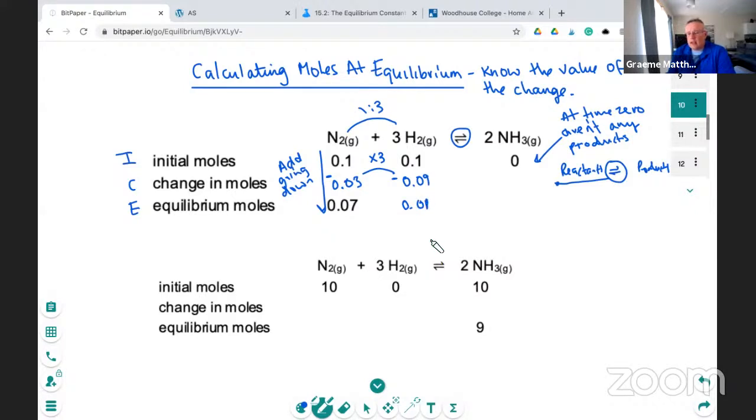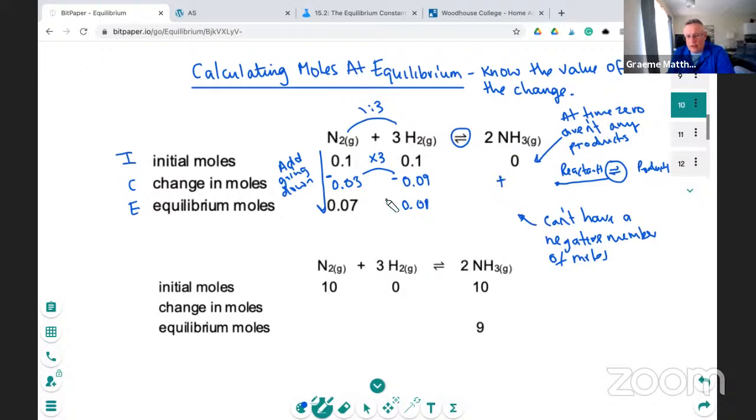Now, you're thinking, yeah, but I've got a question. Why is it negative on the left-hand side? Well, simple, it couldn't be negative on the right-hand side, because if it was, you would end up with negative moles. And you can't have a negative number of moles. So if it's negative on one side, it's positive on the other.